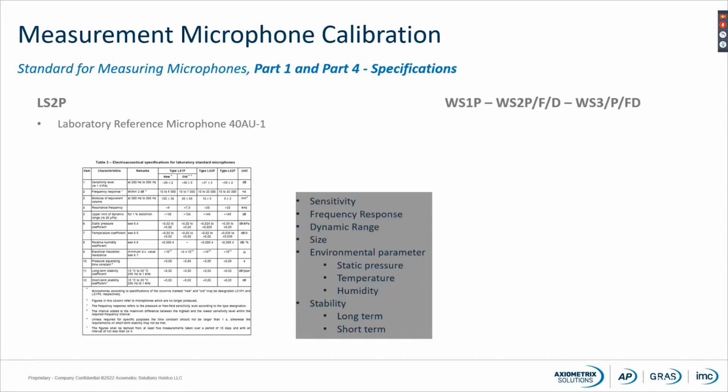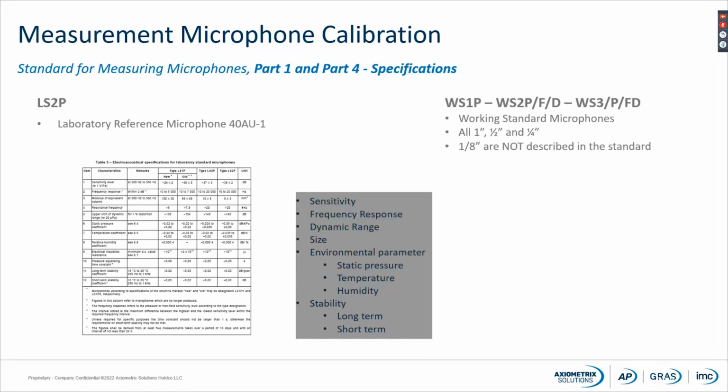Working standard microphones: WS means working standard, 1 for 1 inch, P for pressure. WS2 for half-inch, P for pressure, F for free field, and D for diffuse field. WS3 for quarter-inch, P for pressure, F for free field, and D for diffuse field. These are the working standard microphones. They are all 1-inch, half-inch, and quarter-inch measurement microphones.